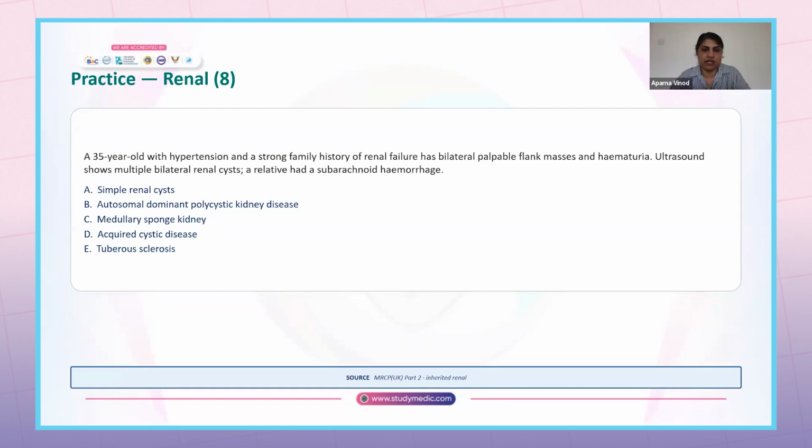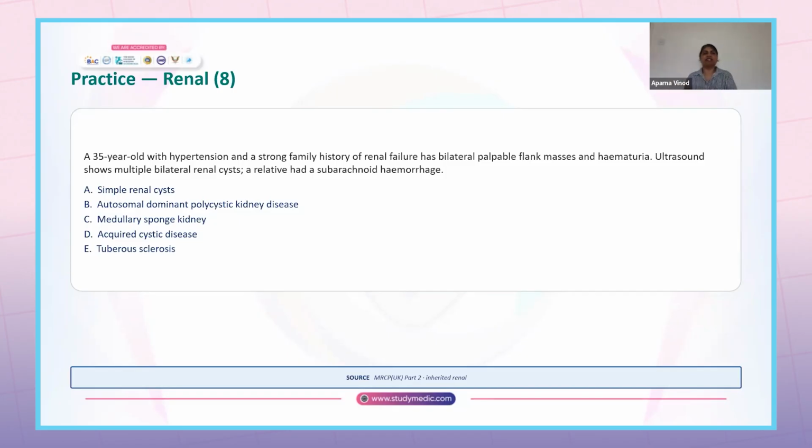A 35-year-old with hypertension and strong family history of renal failure. He's got bilateral palpable flank masses and hematuria. Ultrasound is showing multiple bilateral renal cysts, and there is one relative who has had a subarachnoid hemorrhage. So what do you think this is?